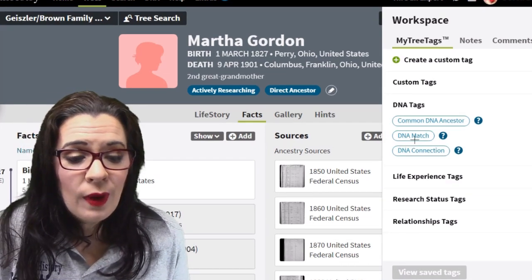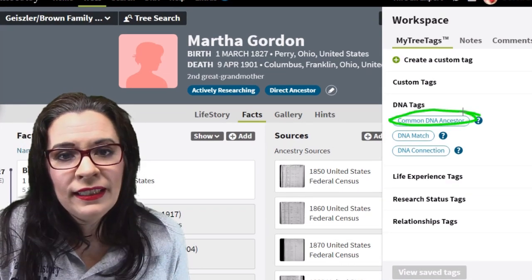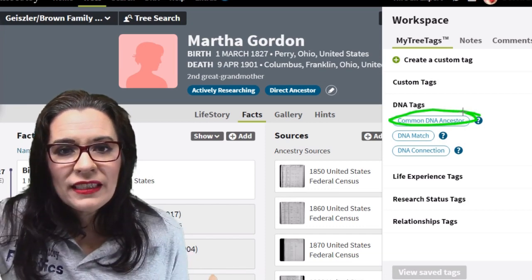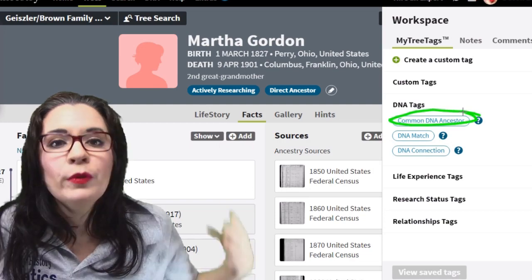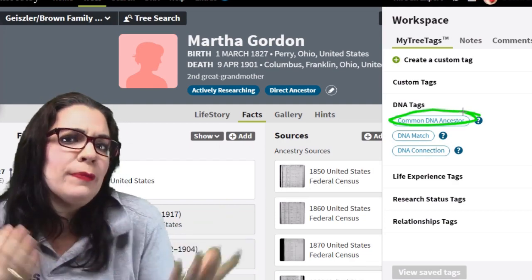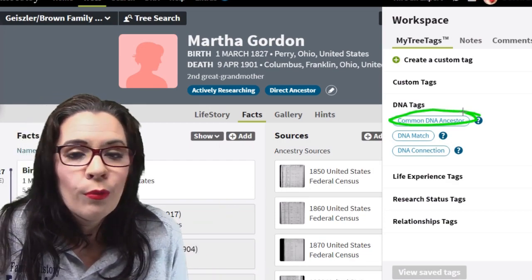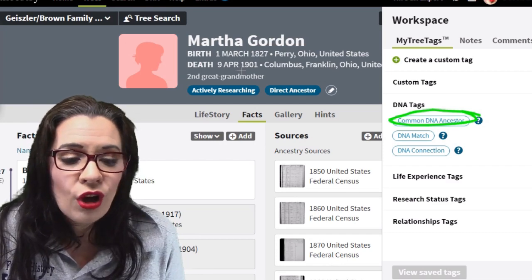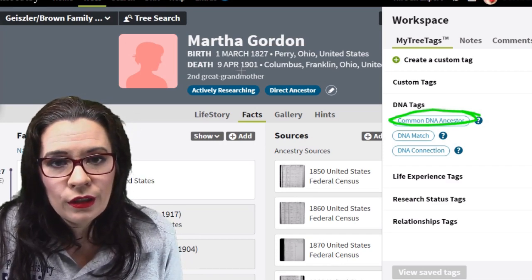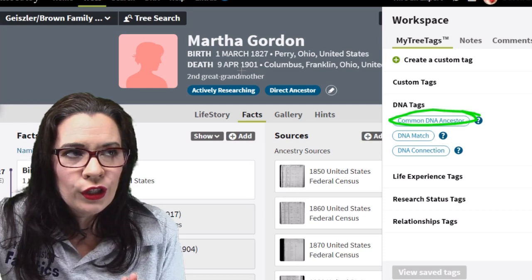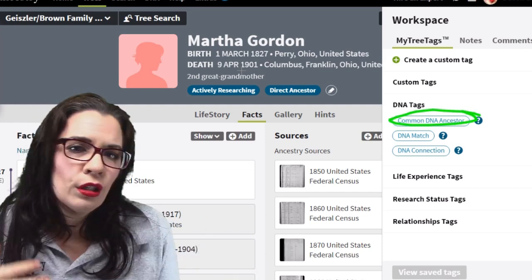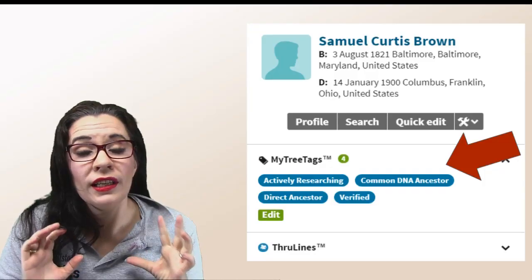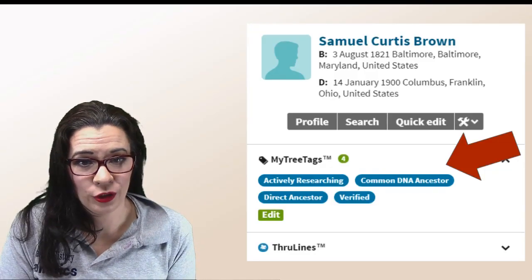The next group you have are your common DNA ancestors. Maybe these are your brick walls or the end of your lines or the people that your matches typically connect into. Martha is one of those common DNA ancestors, but there's people right above her. So which one should I tag as common, Martha or her parents?